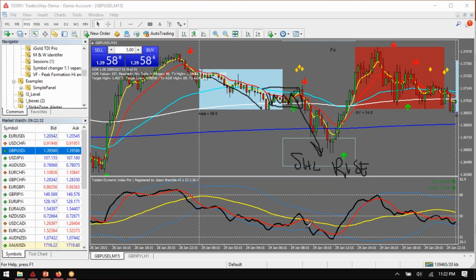What is TDI doing? The W pattern. Where's my shark fin? Right here where it crosses over at the right time. Wait for the crossover. Second leg W. There's your entry. There's your scale in. There's another scale in. Exit all trades there.